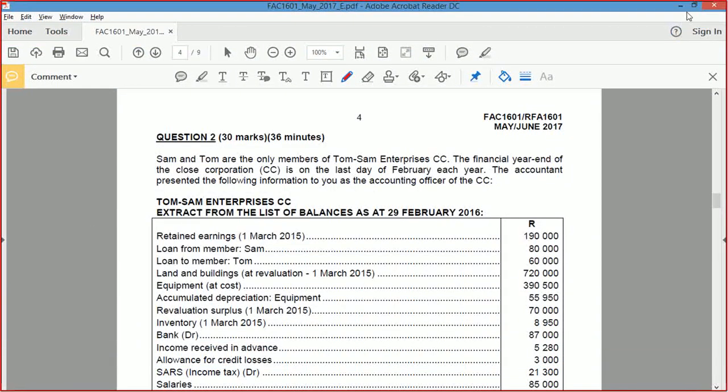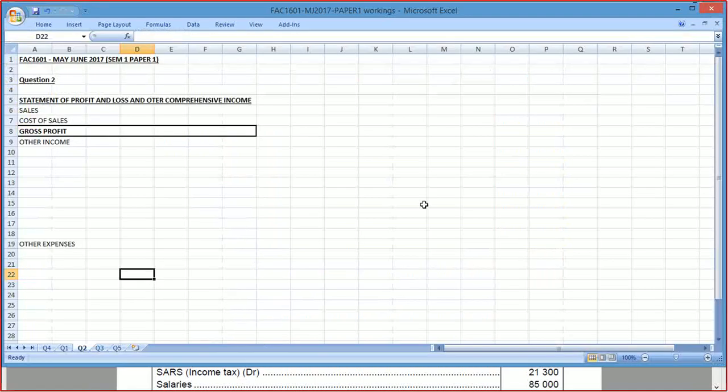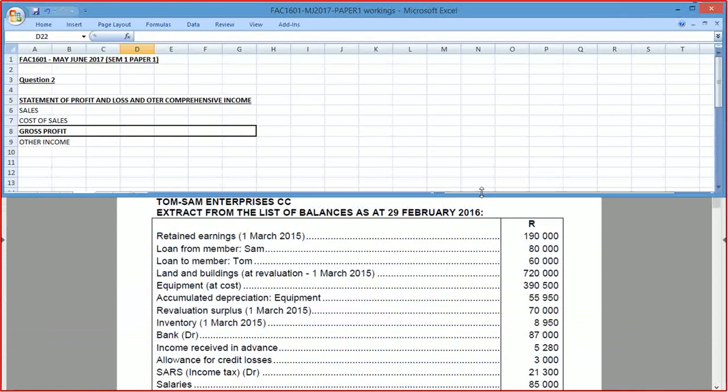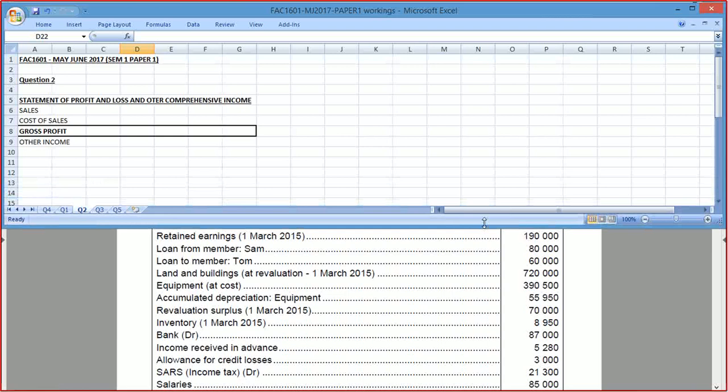Okay, let's get our easy marks. Go to the question, go down the list, and identify the different accounts. So let's start with retained earnings. What is it? Retained earnings is profit that you haven't paid out. So that's part of the equity. Retained earnings would go to the statement of changes in equity as one of the columns.